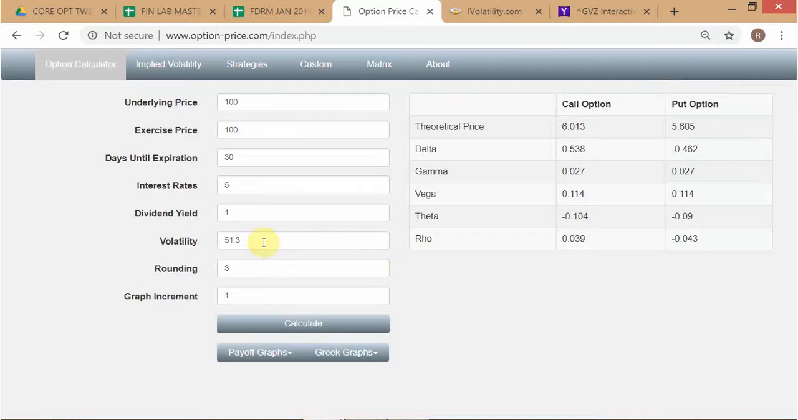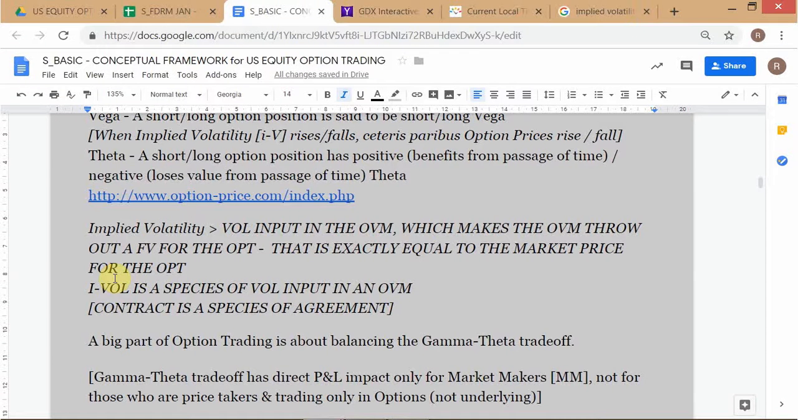So IVOL is a species of vol input into an OVM, because whatever you input into an OVM is a vol input into the OVM. But every vol input is not an IVOL, because every vol input is not going to give you a theoretical fair value which is equal to the market price. Only one vol input is going to give you that result, whatever it happens to be, in this case 51.3, which produces a fair value equal to the market price, which you see independently. So that's what I vol means mechanically. That's why I say I vol is a species of vol input.